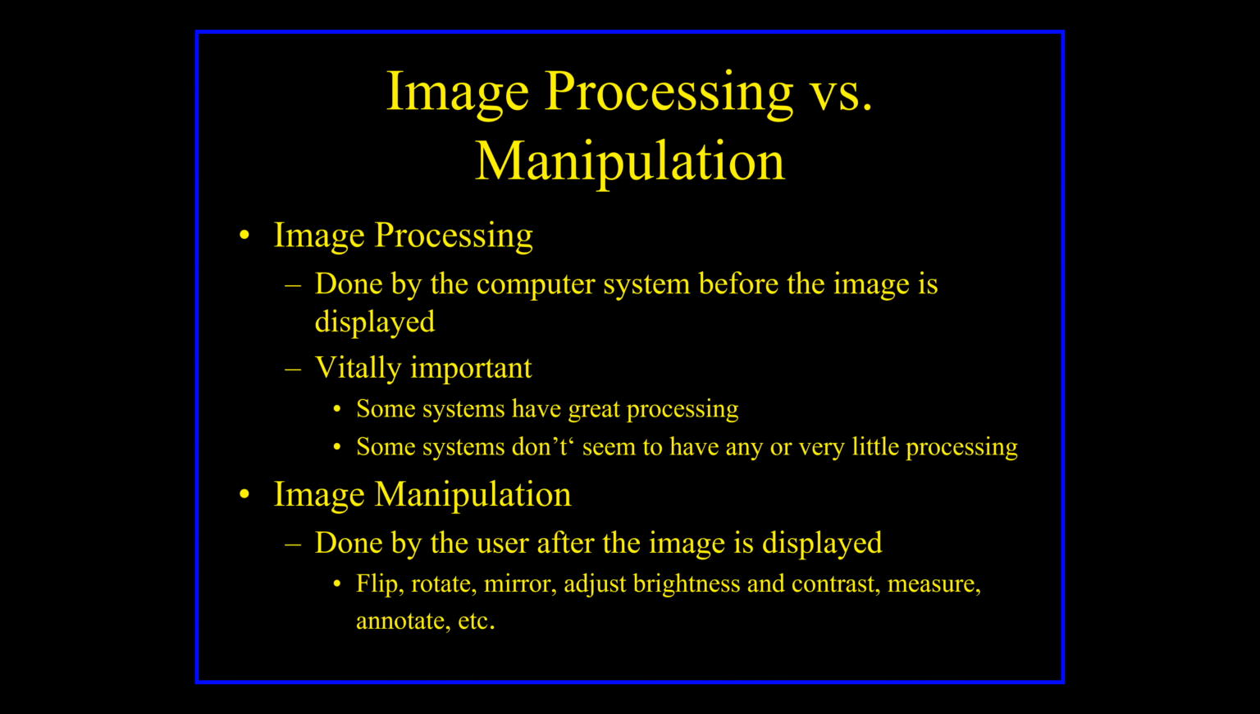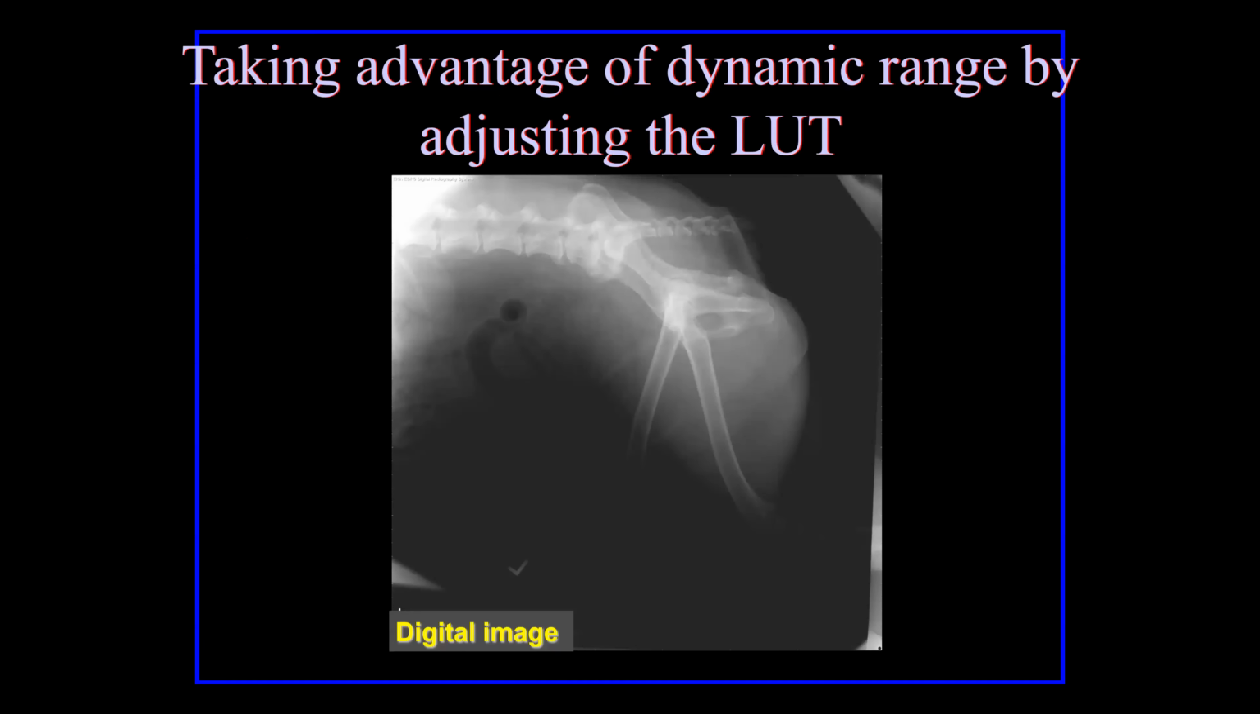Okay, image manipulation is different. Image manipulation is what you do with the image once it's already on the computer. So you can rotate it right, left, and you can flip it horizontally or vertically. There's lots of stuff you can do. You can move your mouse around and make it lighter or darker, but that's image manipulation, not image processing, the stuff you do to it.